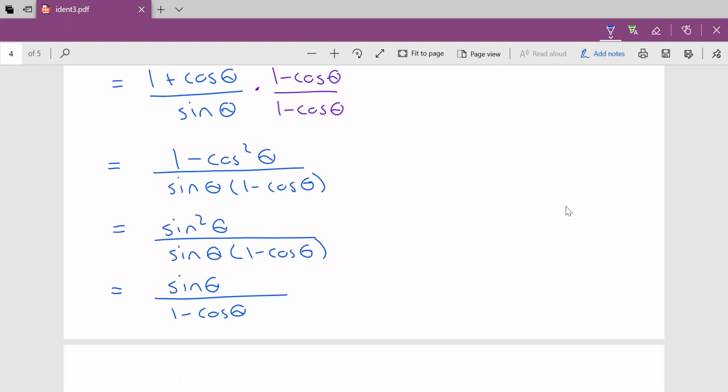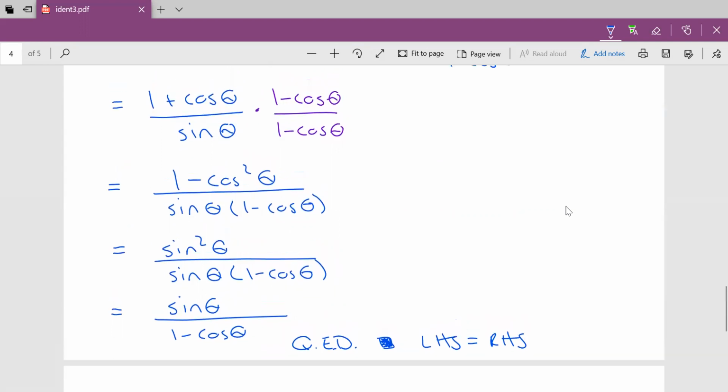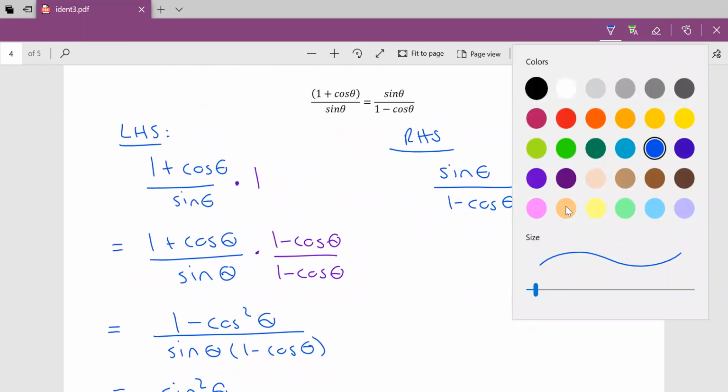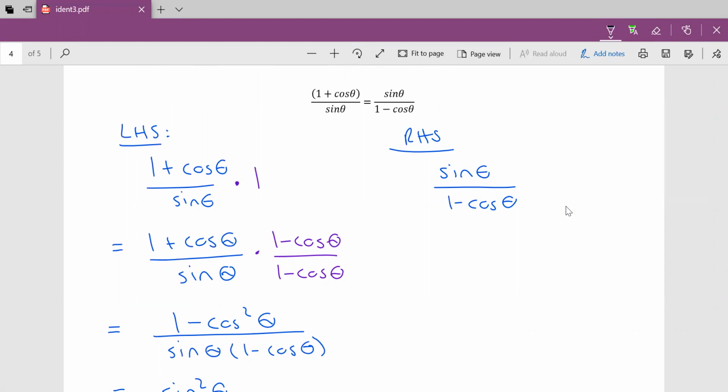So let's write a concluding statement. QED. Left-hand side equals right-hand side. Write a concluding statement for full marks, friends. All right, last thing we're going to do in this example, we need to find our non-permissible values. Our non-permissible values, again, come from the denominator of both sides, so I'm going to search here and here.